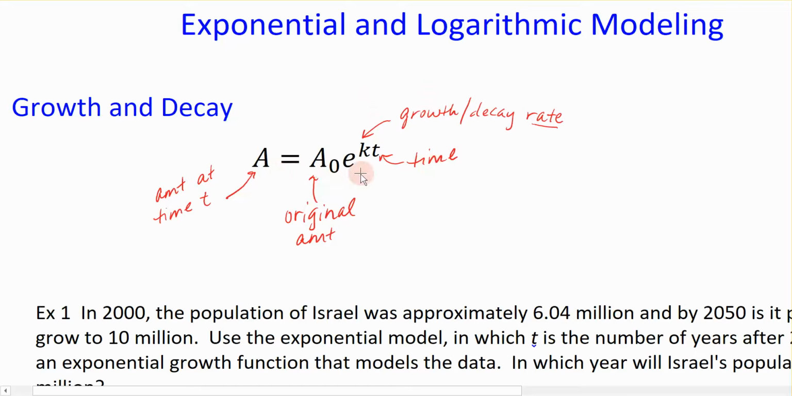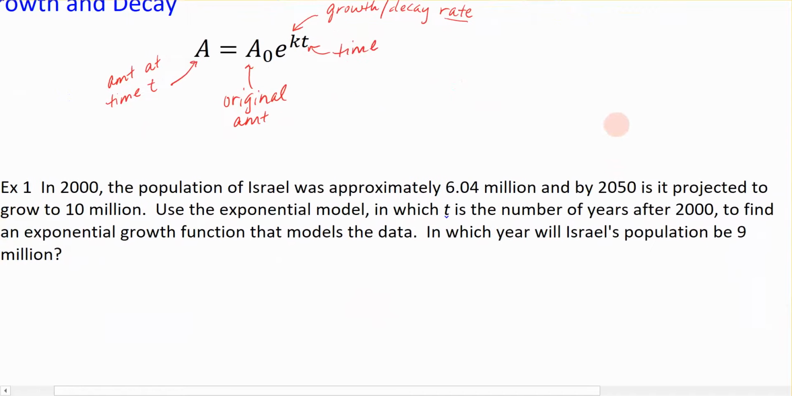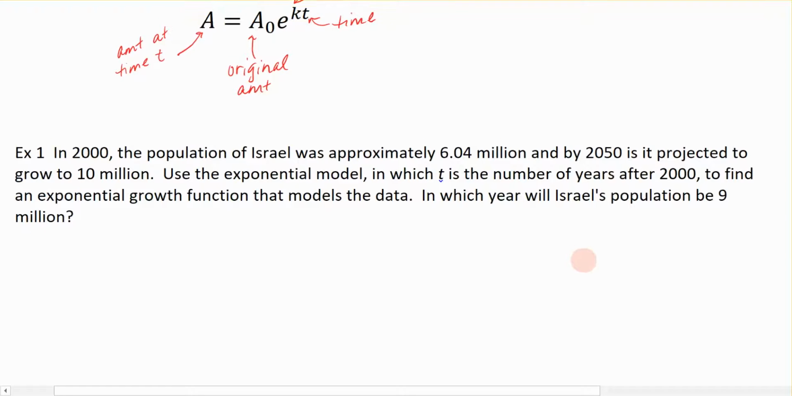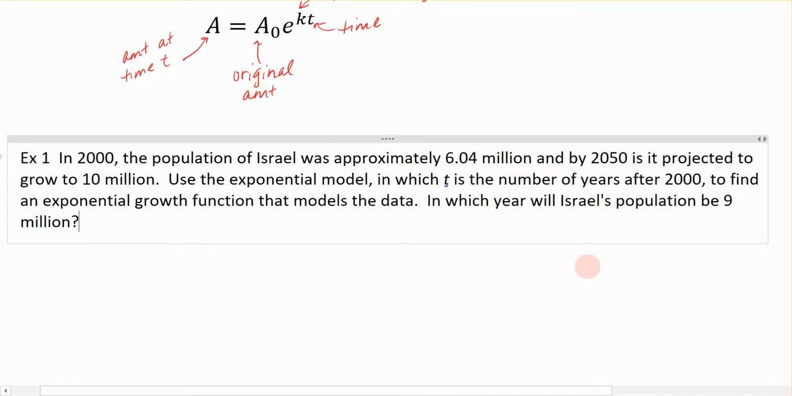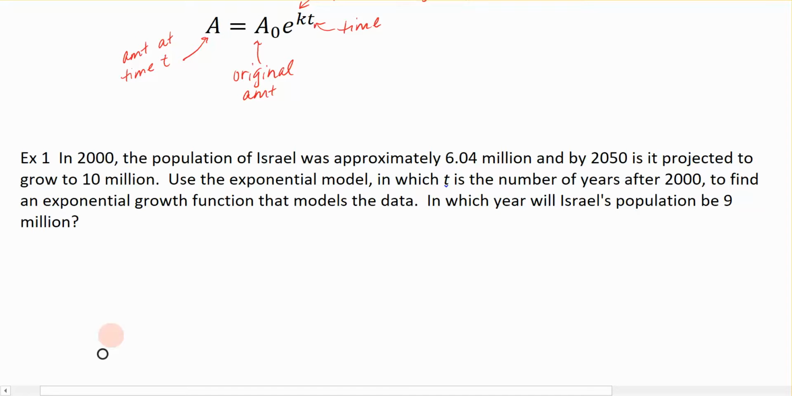So this is the model that we're going to be using, and let's look at this first example together down here. Let me leave our model up there. This says that in 2000 the population of Israel was approximately 6.04 million, and by 2050 it's projected to grow to 10 million. We want to use the exponential model in which t is the number of years after 2000 to find an exponential growth function that models the data. After we find the model, we're going to then predict when the population is going to reach 9 million.